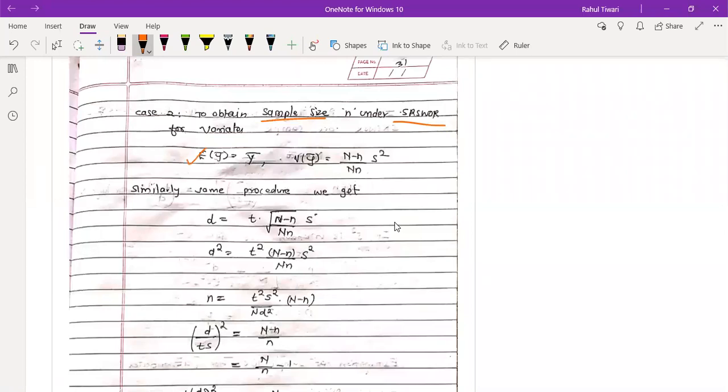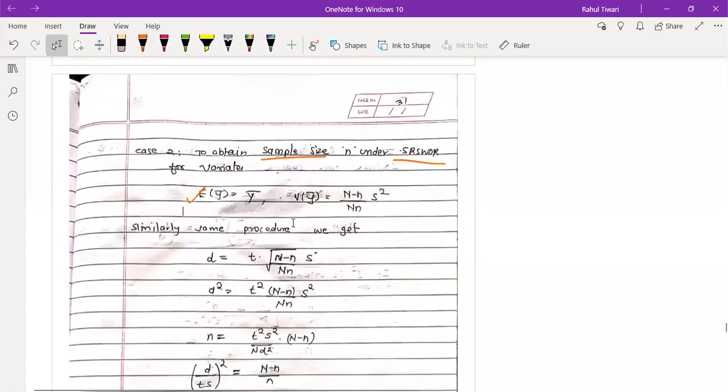Now here, I have not written the procedures. I have written similarly. You have to follow the same procedure, and we will get directly D is equal to this quantity. So I will show you how we get this quantity directly.